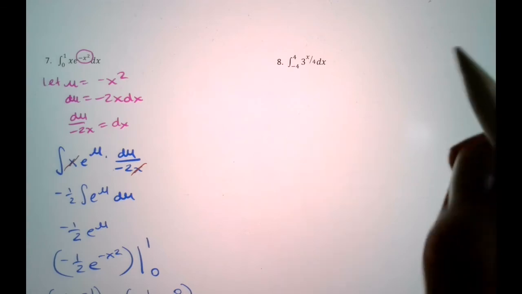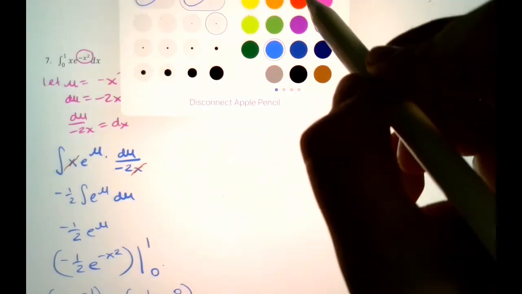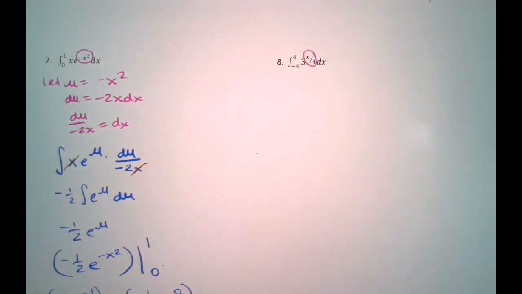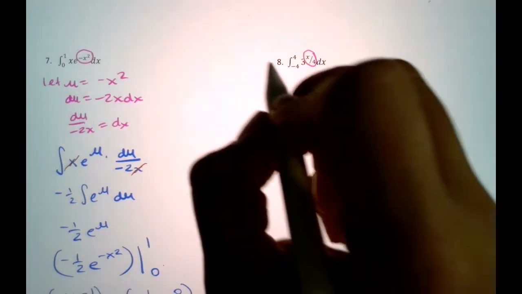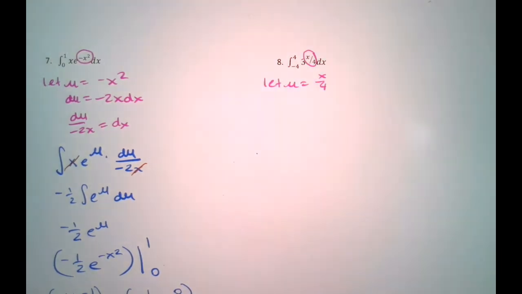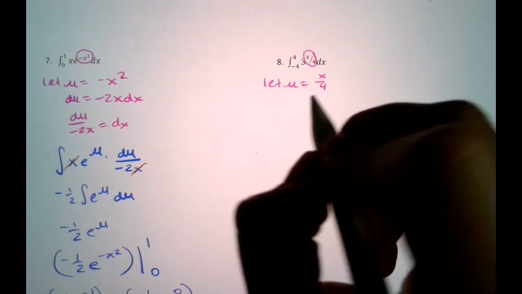So that is something different than just plain old x. That is the exponent on 3. So I'm going to let u equal x over 4. Everything about this is the same. It's using the strategy of a u substitution.